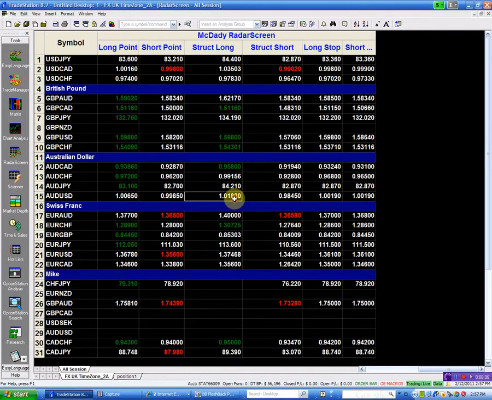My structure long is the 1.0182, and my structure short is the 98.45, and as all of you remember, the 98.45 is a major selling point, and it's a major structure point to the downside. Okay, that is the Aussie dollar.